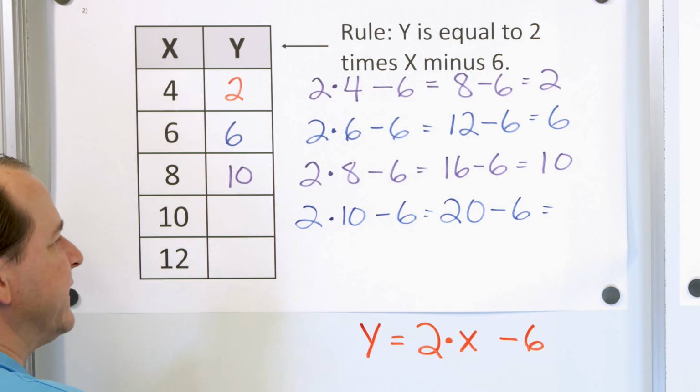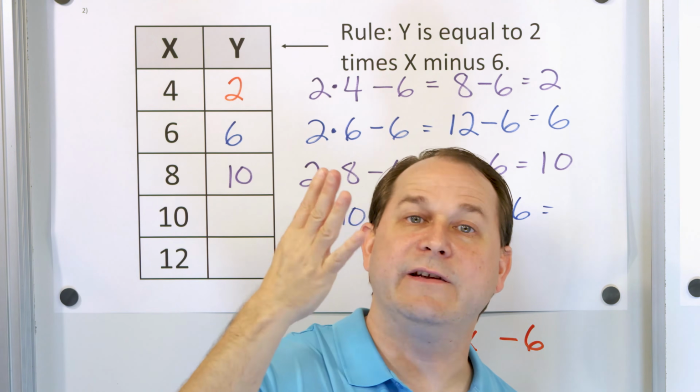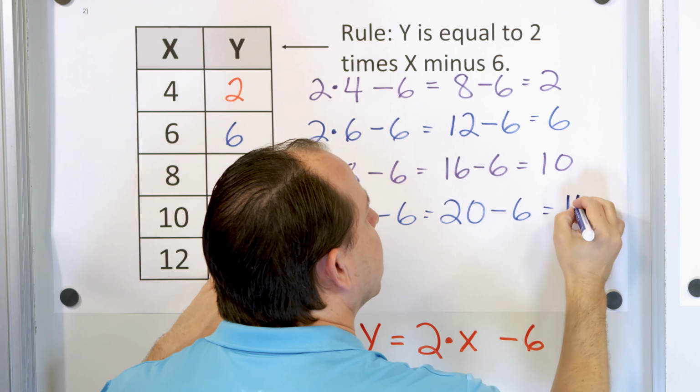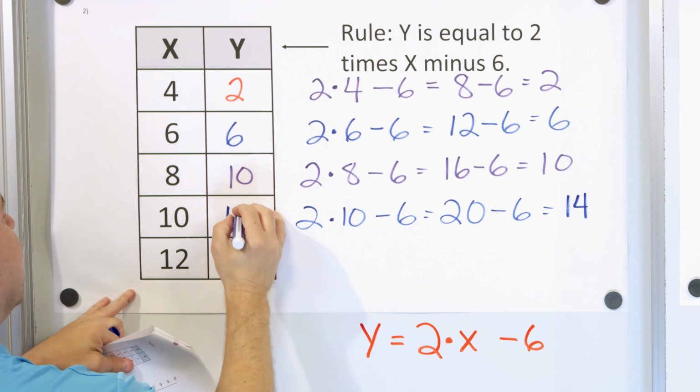What is 20 minus 6? Go down. 19, 18, 17, 16, 15, 14. You get an answer of 14 there. All right, so 14 goes here.